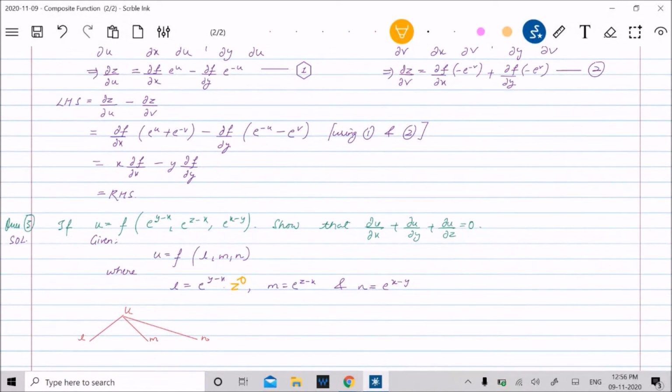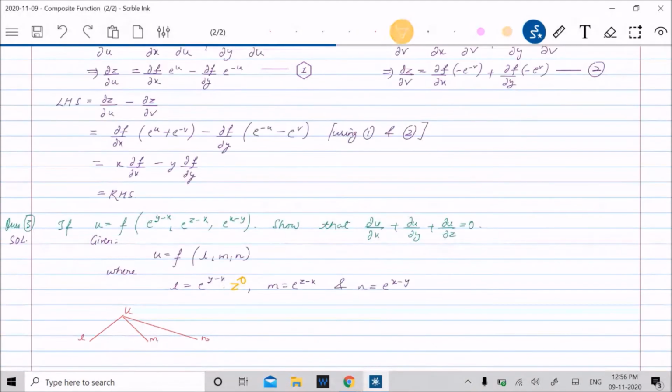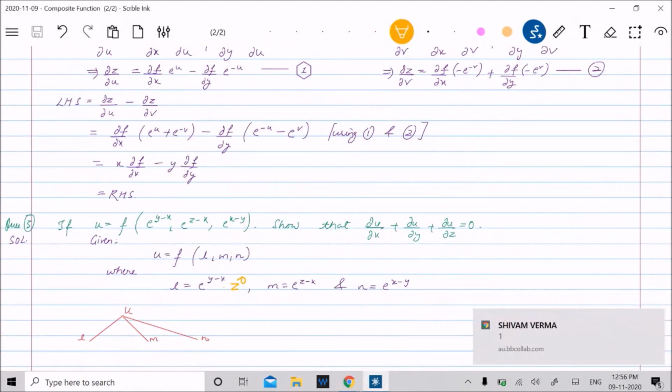Z to the power anything to the power 0 is 0 or 1? Sir, 1. So can you write this 1 as z to the power 0? Okay. And you can see that y is completely missing here.